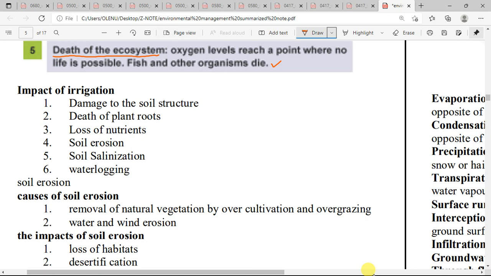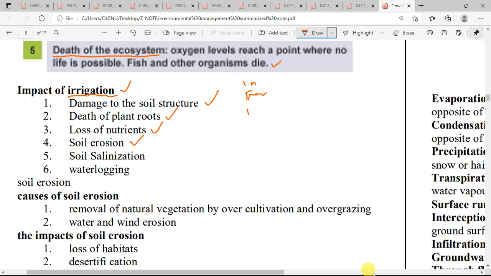Now, let's look at the impact of irrigation. Remember, irrigation is also a method that helps to speed up food production. So we've looked at the impact of insecticide and herbicide. We've looked at the impact of fertilizers. Now, irrigation. How does irrigation affect the environment? First, it leads to damage of soil structure and death of plant roots, loss of nutrients through leaching.